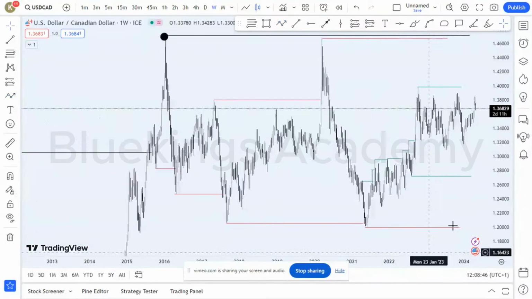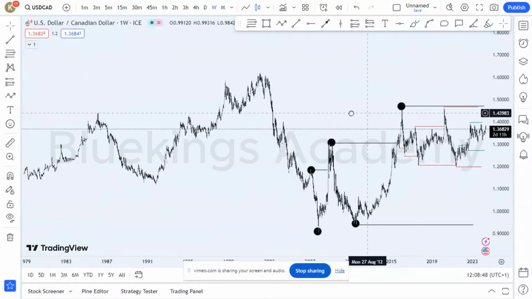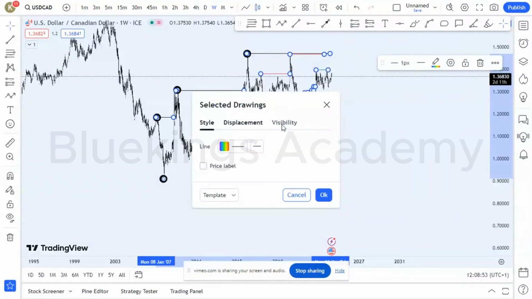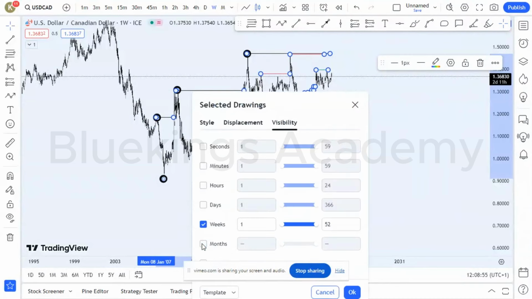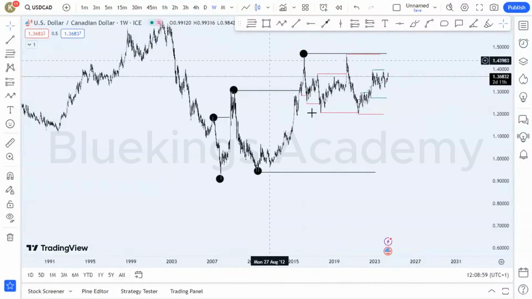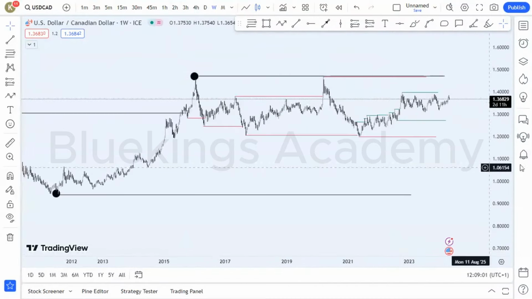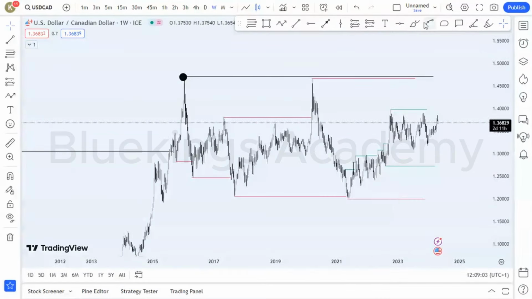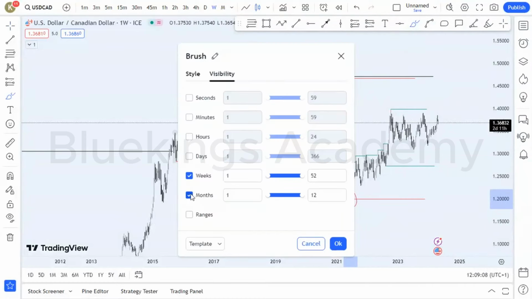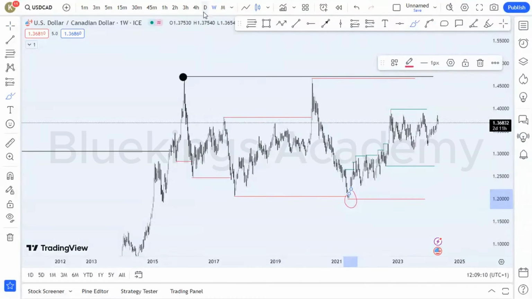So what do we do? As usual, we want to highlight everything and make sure it's saved as only weekly charts. Very simple. Okay, so we want to move it from monthly, make sure we save it as well, only weekly charts. Okay, so let's do the needful. Use a brush to highlight these internal structures. Okay, settings, make sure it's showing on the daily chart.